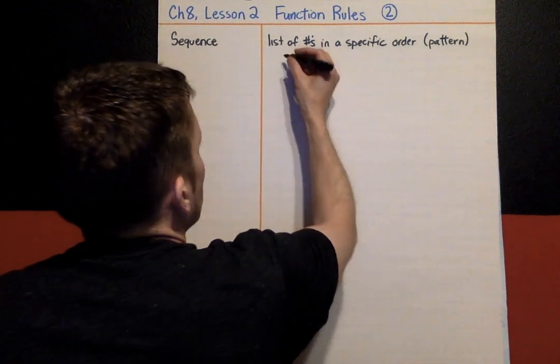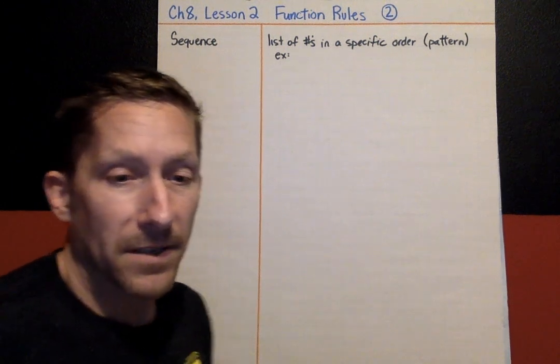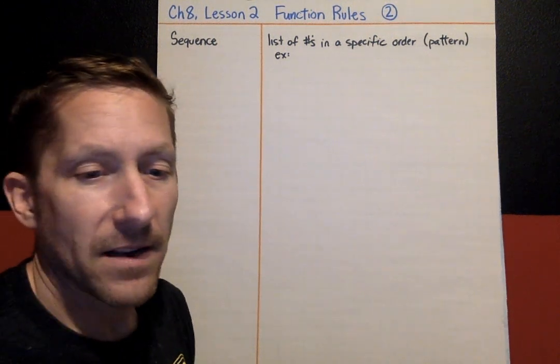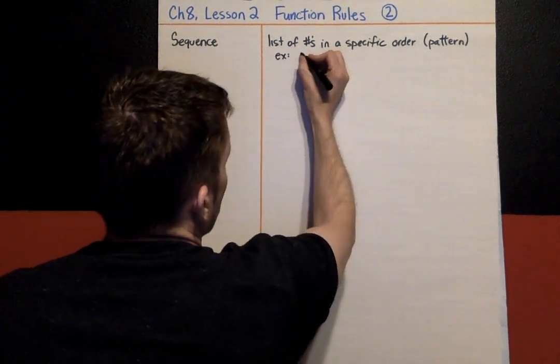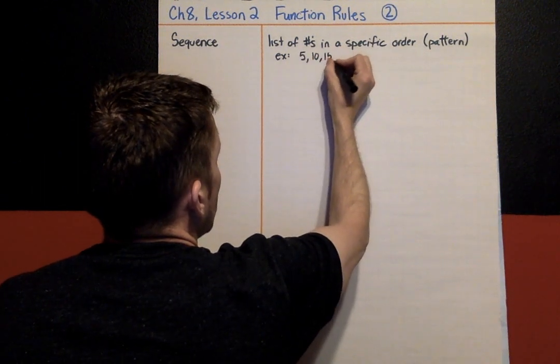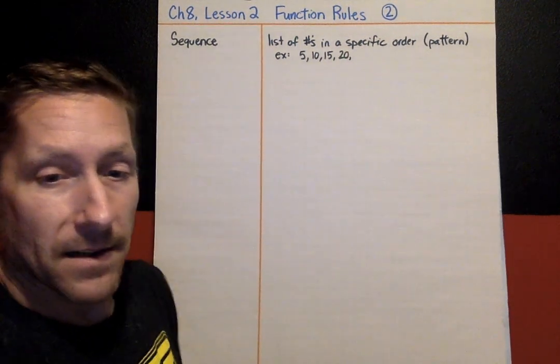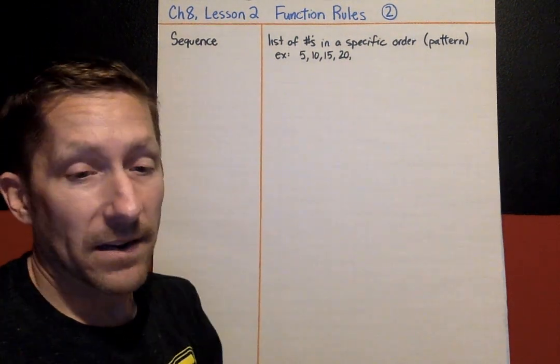Here is an example of a sequence, and I think you'll be able to see what I'm talking about in this example. Here's a sequence of numbers: 5, 10, 15, 20, and the sequence could keep going.